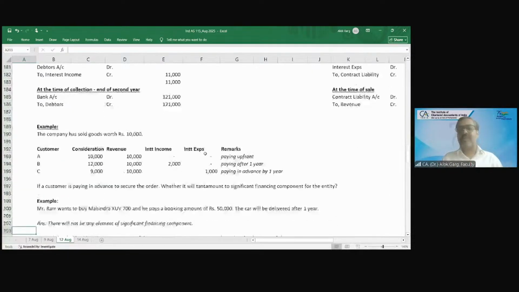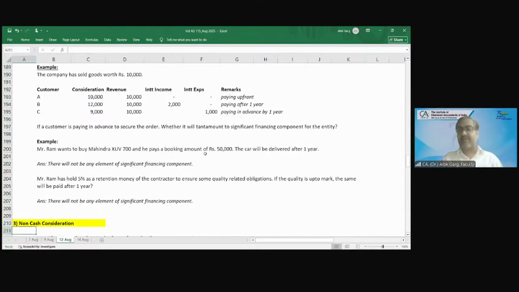We understood that even if the advance is paid by the customer to secure the order, like in case of buying a car, you guys are paying some 10,000, 20, 30,000 rupees. In case of booking a flat, you guys are paying some advance. Okay. So these are just to secure the order. So in that case, these kinds of advances, while there is a difference between the timing of money paid and the goods and services transferred, will not be considered for the significant financing component.